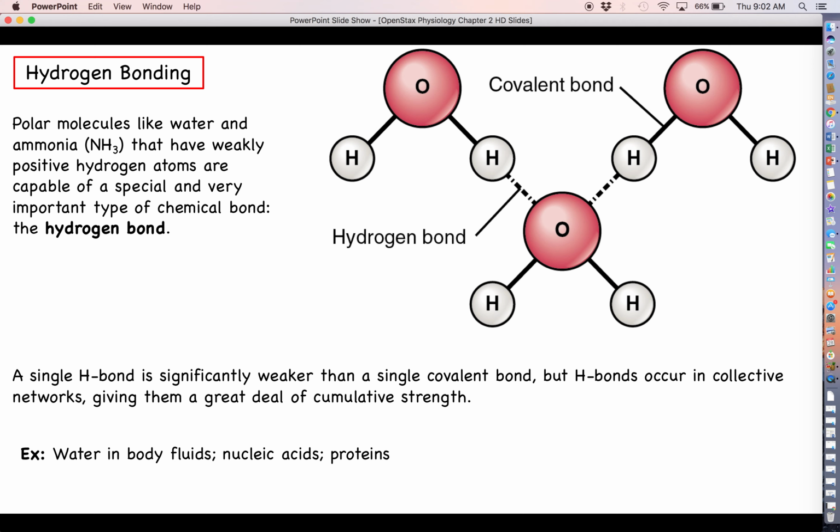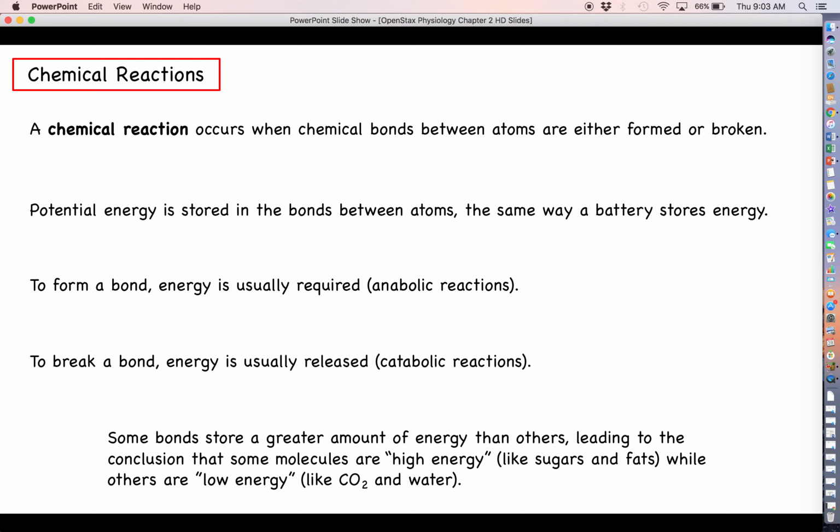Hydrogen bonding occurs in nucleic acids to provide stability for things like DNA and RNA. Hydrogen bonding occurs to give proteins their shape. We'll discuss all of these things towards the end of this particular chapter.